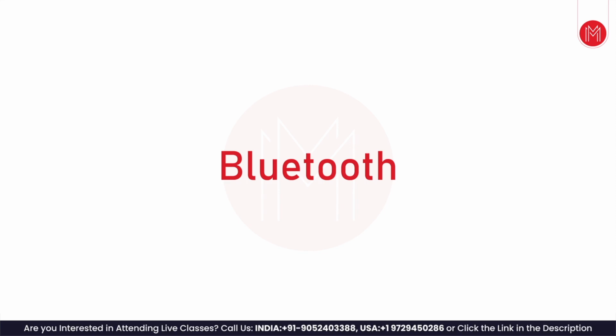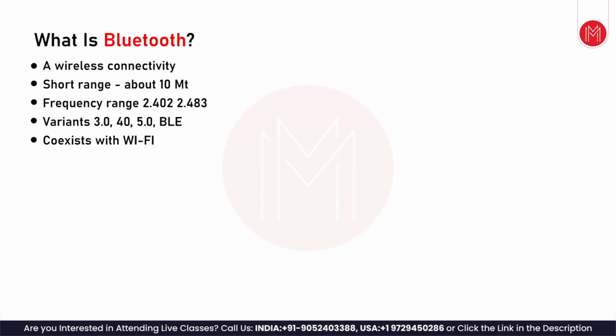So today we are going to discuss the Bluetooth module, how to interface a Bluetooth module. It is a pretty straightforward method. Basically, Bluetooth is wireless connectivity over a short range, about 10 meters typically. The frequency range is basically in the 2.4 gigahertz range, 2.40 to 2.483. That's the frequency range it operates in.